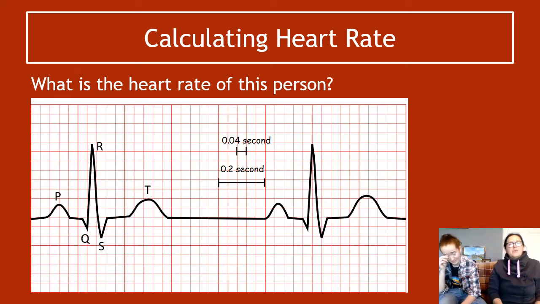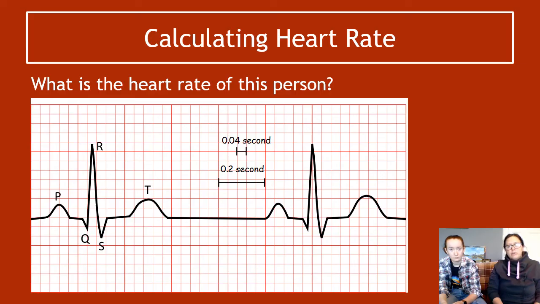Do you want me to cover this one? Okay. A very common Higher Human exam question is: what is the heart rate of this person? They give you an ECG, a graph that tells you the time along the bottom. In this case, they've just told you the time for each little box and each big box, drawn on top of the graph. And they're asking for the heart rate of this person.